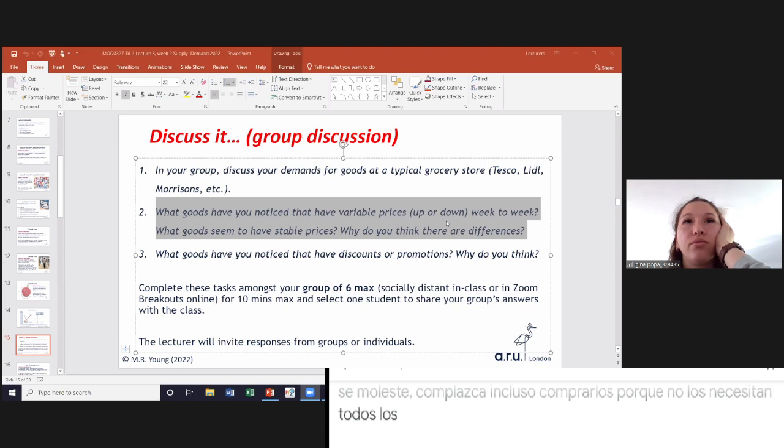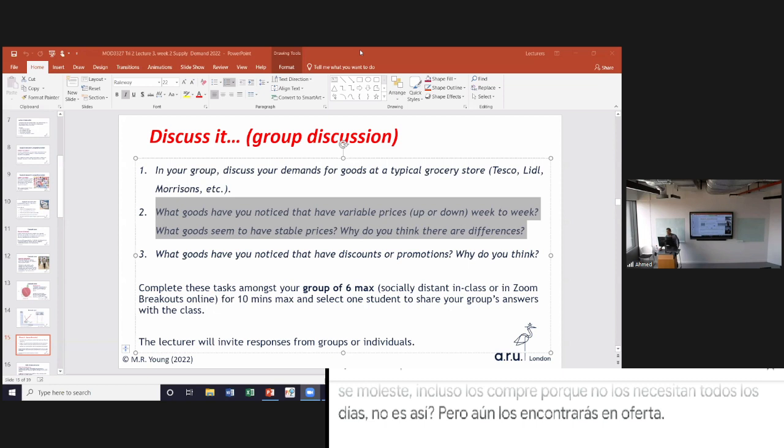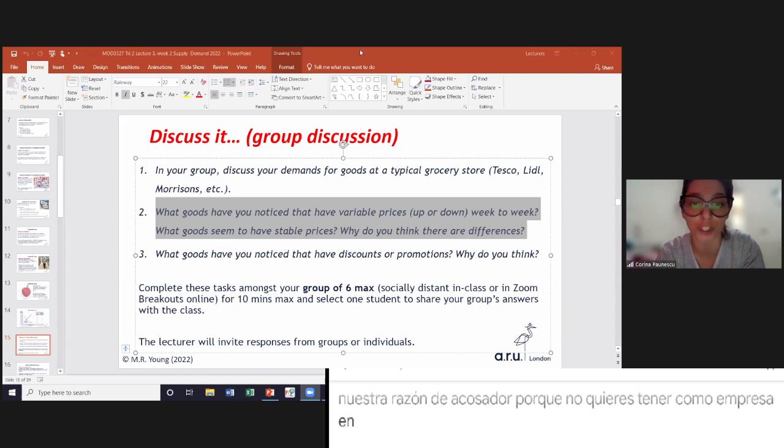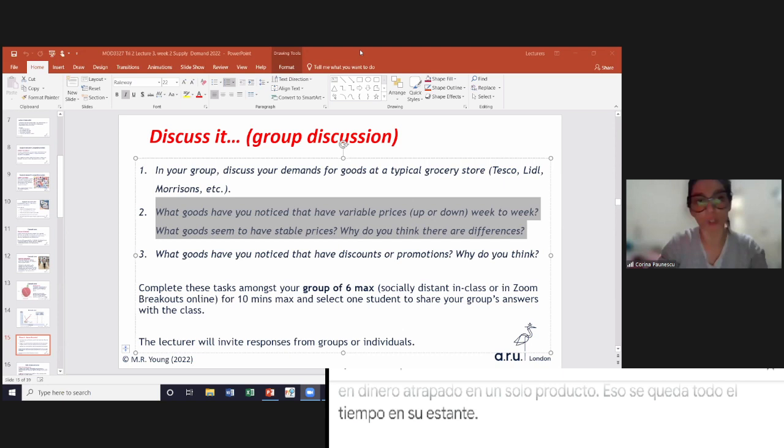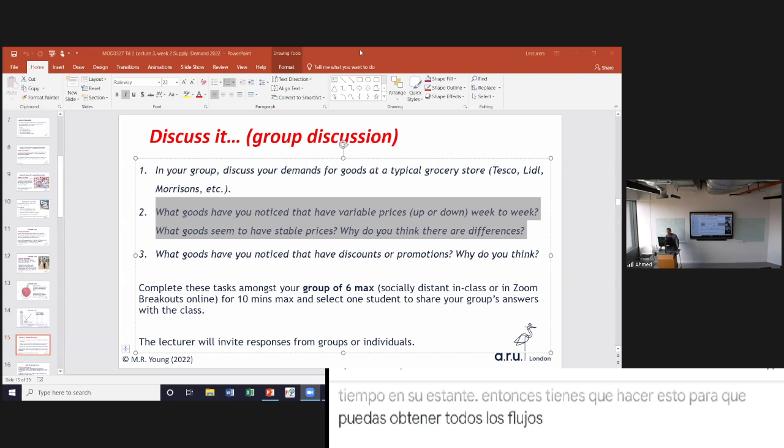I think it's for stock reasons, because as a company you don't want to have money stuck in one product that stays on your shelf all the time. So then you have to do this, so the money flows. They go round and round the circle. Okay, stop having high stocks. Not a great idea. Okay, that's true.